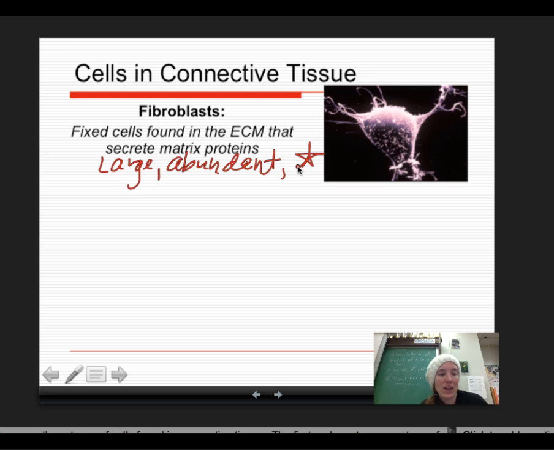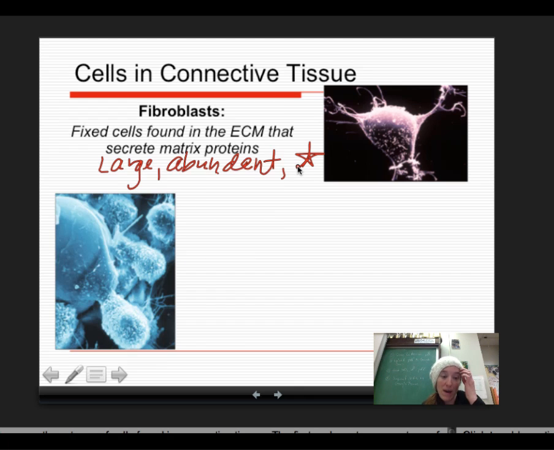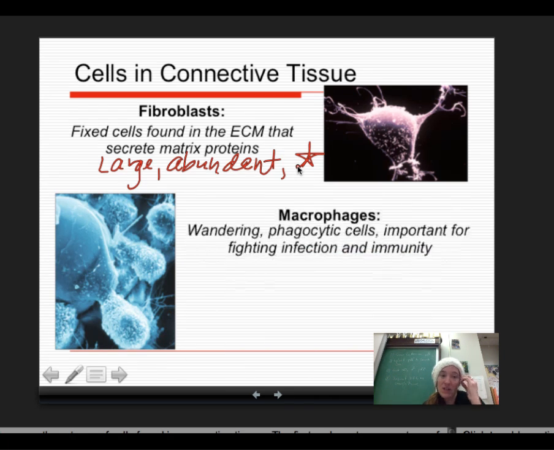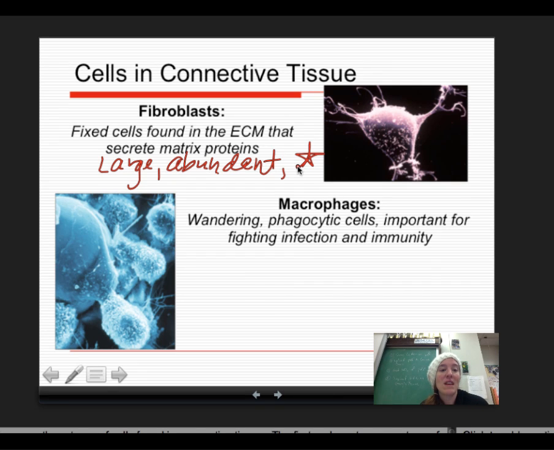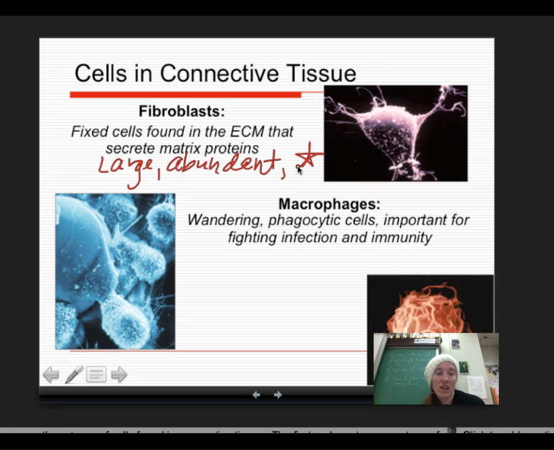The second type of connective tissue cell we have are the macrophages. And the macrophages are wandering cells, which means they wander around the body, and they're phagocytic, which means that they engulf particles that are not part of your body. So they are always on the lookout to seek and destroy bacterial cells or viral cells. So they're really important for fighting infection and immunity. And we're going to watch a brief clip here in a second that further explains those important cells.